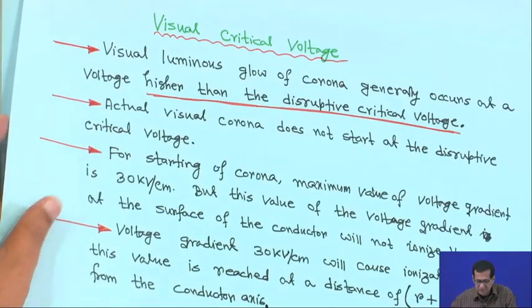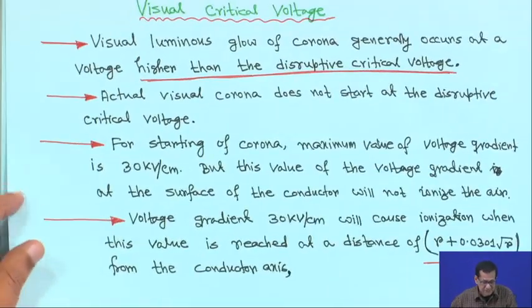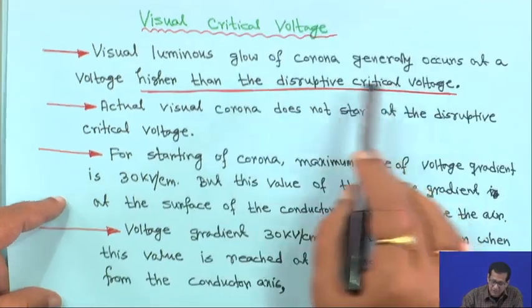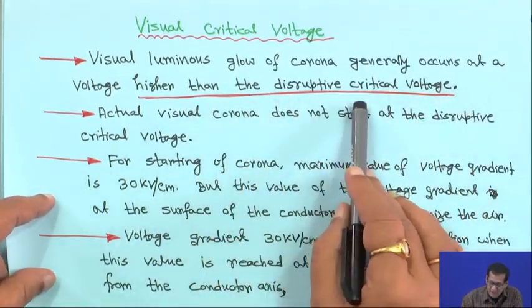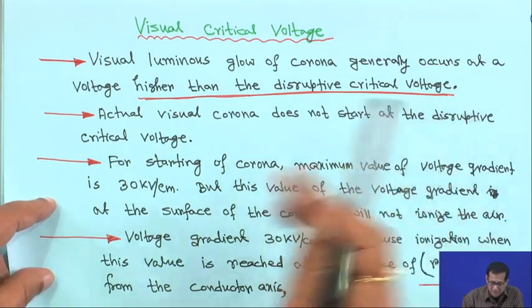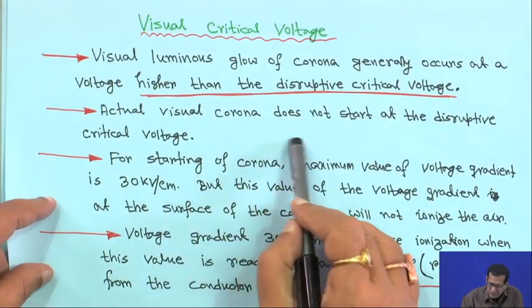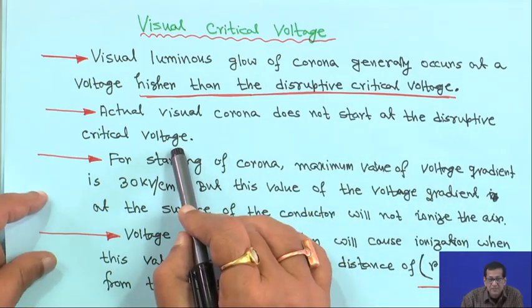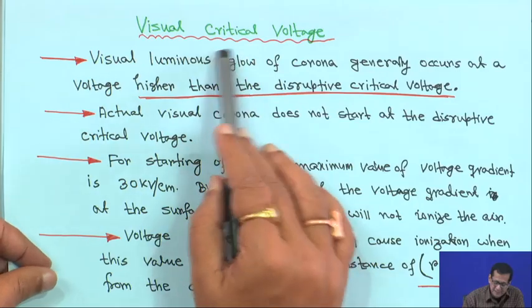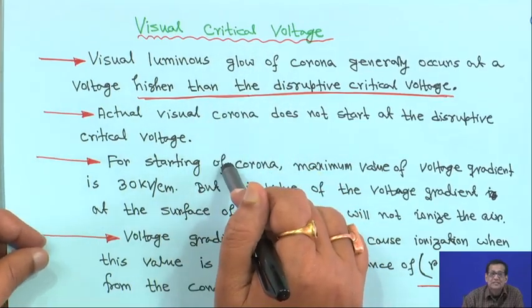Next one is visual critical voltage. The visual luminous glow of corona generally occurs at a voltage higher than the disruptive critical voltage, so we have to find that voltage. Actual visible corona does not start at the disruptive critical voltage. The corona which will be visible appears at a voltage greater than the disruptive critical voltage.